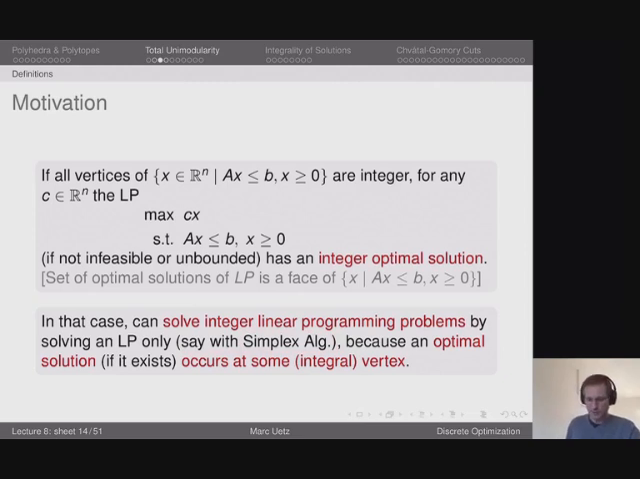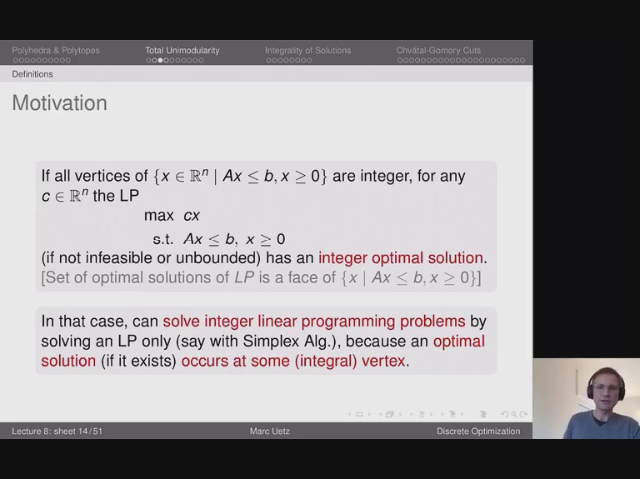And we can do that because we know that optimal solutions, if they exist, occur at some vertex, and the vertices are all integer valued. Okay, so we get integer solutions for free without explicitly having to ask for it. And I specifically mentioned the simplex algorithm here because the simplex algorithm, by definition, returns a solution which is a vertex. So when we use the simplex algorithm, we really get integrality for free because the simplex algorithm returns a vertex which happens to be an integer valued vertex.